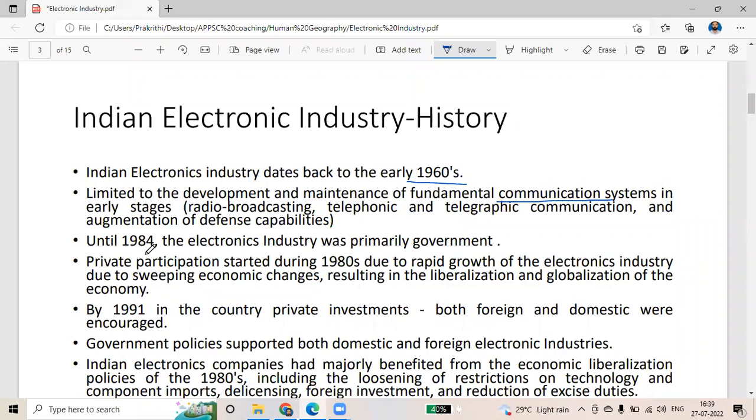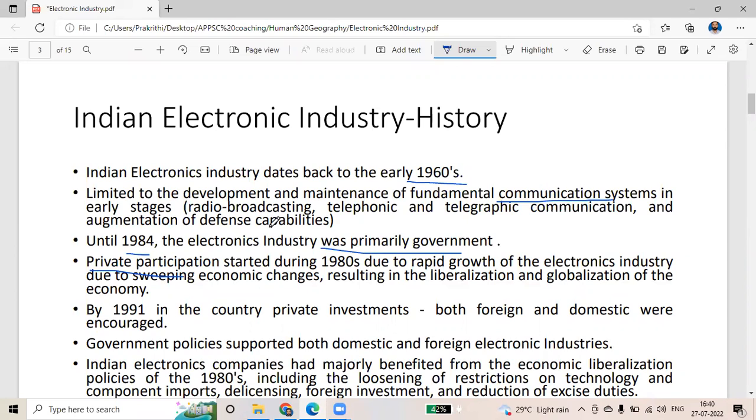Until 1984, the electronic industry was primarily under the control of the government. During the 1980s, the government gave some relaxed, liberalized policies. So that helped private participation in the electronic industries. Because in the early time, the development was restricted since it was only under the government or the public sector. But later in the 1980s, it was moved to the private sector as well.